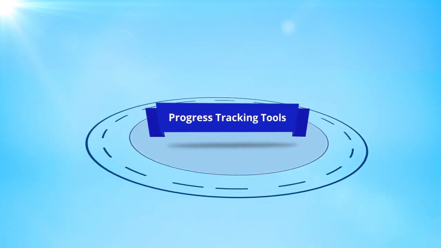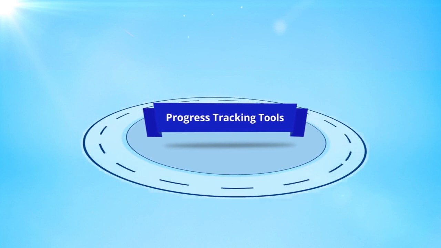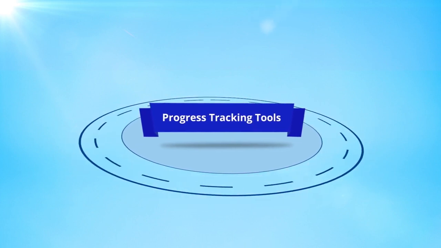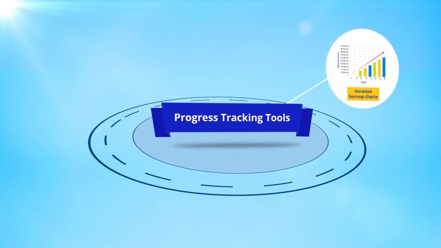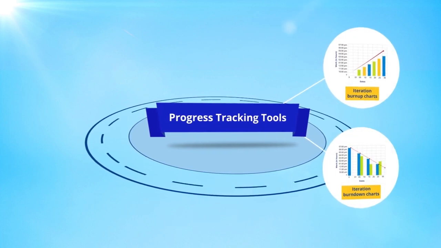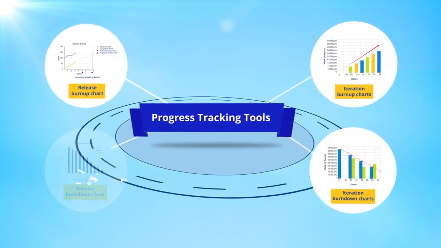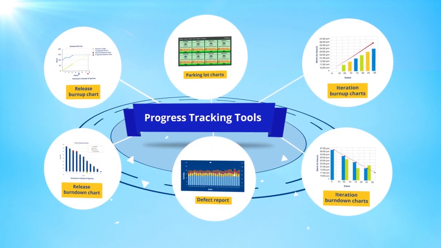In summary, there are several progress tracking tools you can use for your project. At the iteration level, you can use iteration burn-up charts and iteration burn-down charts. At the project level, you can use release burn-up charts, release burn-down charts, parking lot charts, and defect reports.